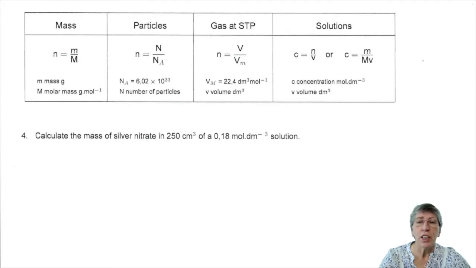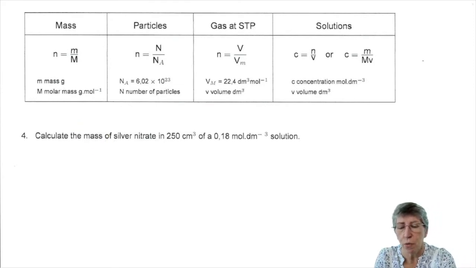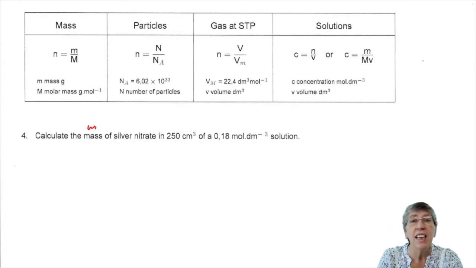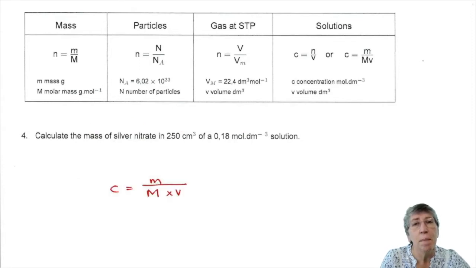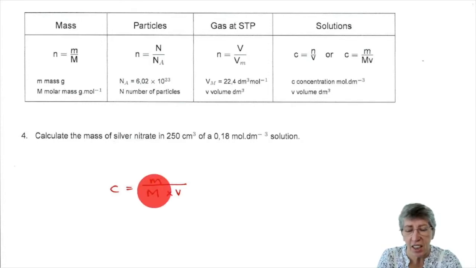Now that last question, they ask us to calculate the mass. So we are looking for small m, and they tell us we're working with silver nitrate. That's going to give us the molar mass, and they're giving us the volume over there and also the concentration. So immediately I know the equation I'm going to use is C equals m over M times V. Substituting in there, I need that molar mass for silver nitrate.